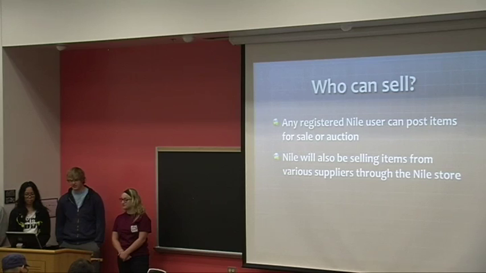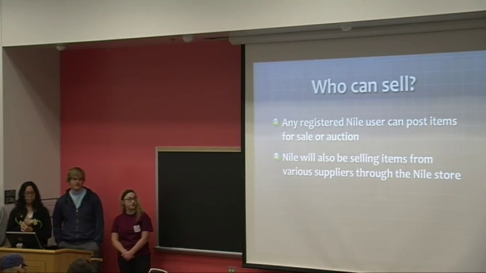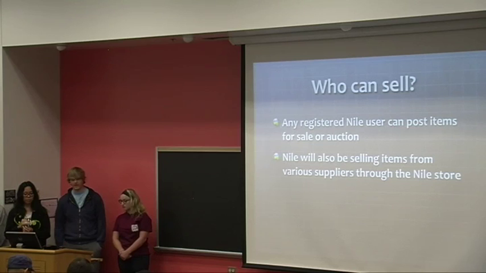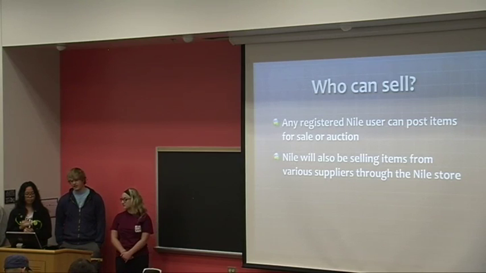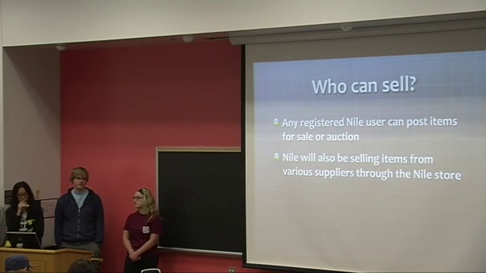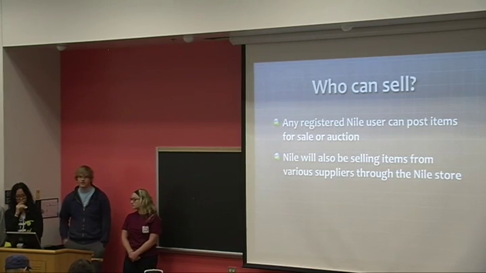So they can set it up so that they sell it for a fixed price, just like a company on Amazon, or they can sell it like an auction, like they would on eBay. Nile will also be selling items from various suppliers through the Nile store. That's basically like Amazon having its own brand that buys from other companies like Nike or what have you, and they'll sell it right on the store.